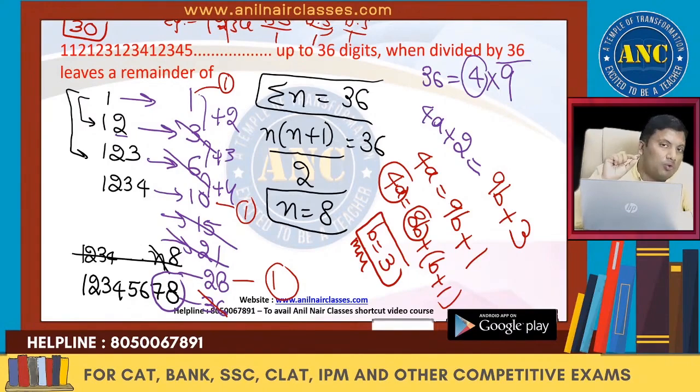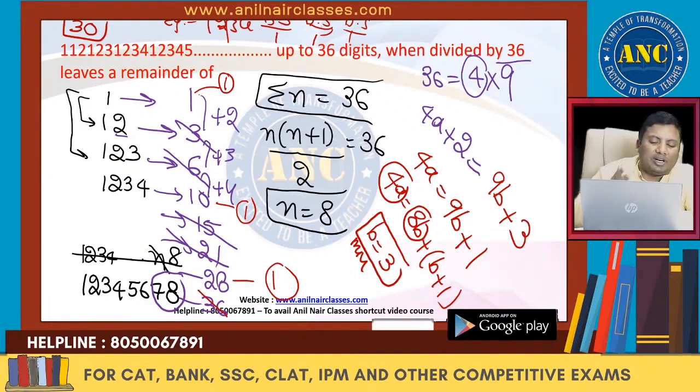1, 1, 2, 1, 2, 3, 1, 2, 3, 4. The last number we don't know. The second number ends with 2, the third number ends with 3. The summation of n is 36 and the n value is 8. So the last number will be 1, 2, 3, 4, 5, 6, 7, 8. That is clear. It is divided by 36, and 36 is 4 into 9. The divisibility rule of 4 is that the last two digits should be divisible by 4. 4 nineteens are 76, remainder 2.